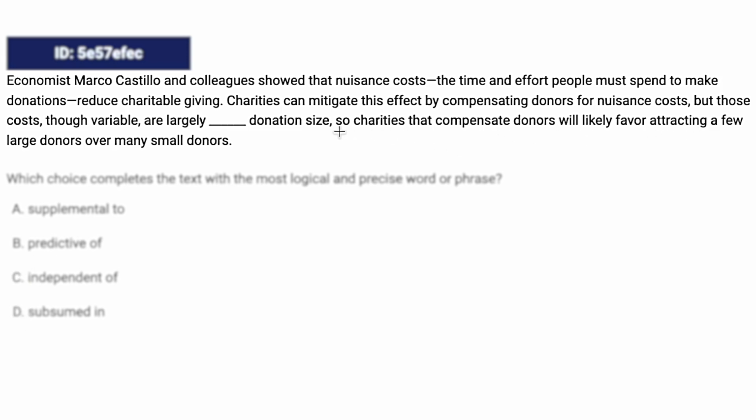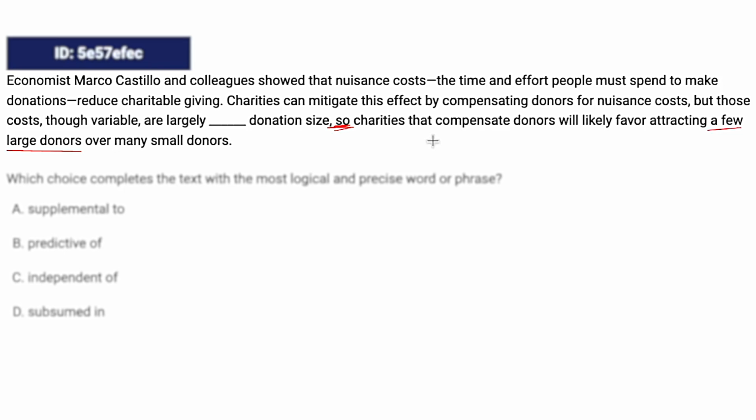Because it says so, this is what we want to look at for evidence of what should be in the blank here. It's likely that charities that compensate donors will favor attracting a few large donors over many small donors. Why would you want fewer donations?